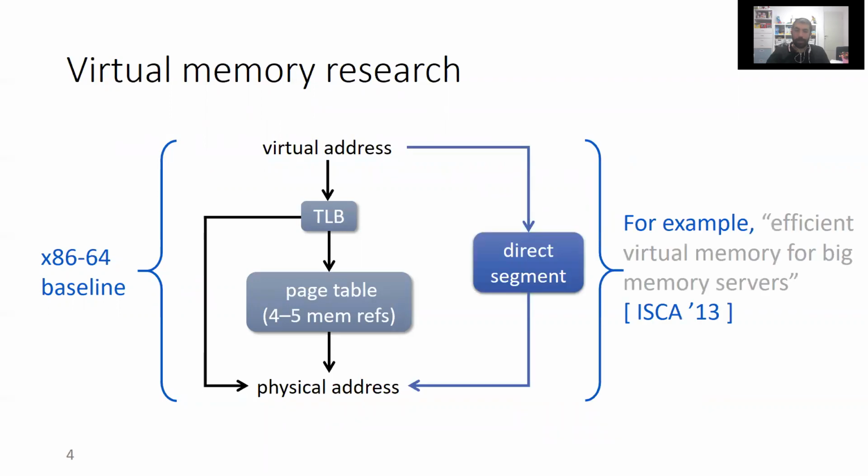Many studies try to mitigate the address translation overhead. As an example, let's consider an ISCA study from 2013, which proposed direct segments, which were able to eliminate most of the TLB misses for big memory workloads. The question that the authors of the paper should answer is, what are the performance benefits of direct segments?